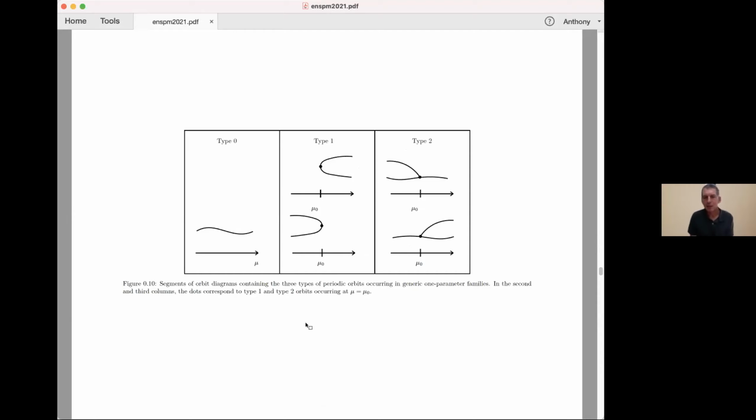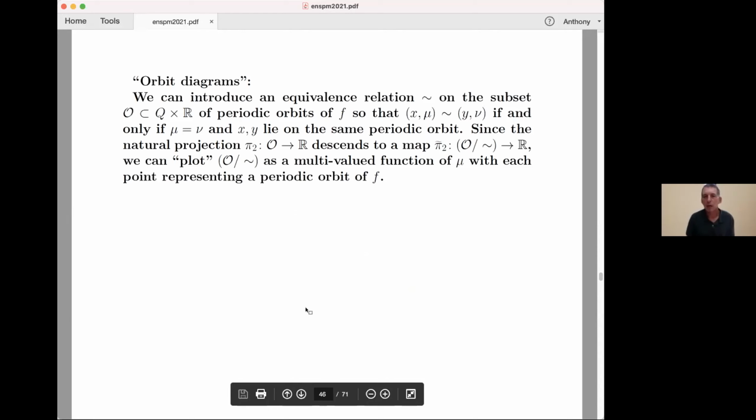So going back to the rather brilliant work of Sotomayor back in Brazil, he came up with these three basic types of bifurcations you can get in these periodic orbits. The simplest case being type 0 on the left, then there's type 1 and type 2. And the nice thing is basically these just depend on the Floquet multiplier.